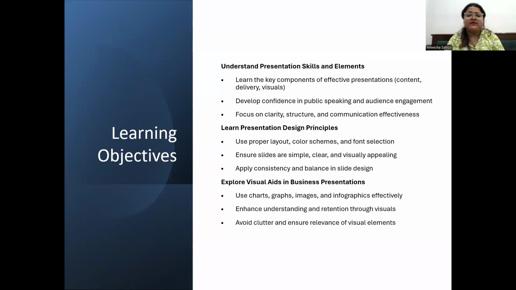Also, we will explore some visual aids in business presentations. We will learn how to use charts, graphs, images, and infographics effectively, how they enhance understanding and retention through visuals, and how to avoid clutter and ensure relevance of visual elements.